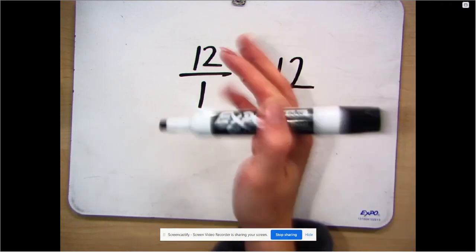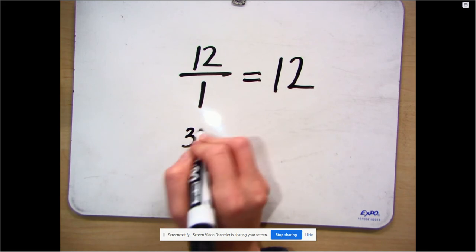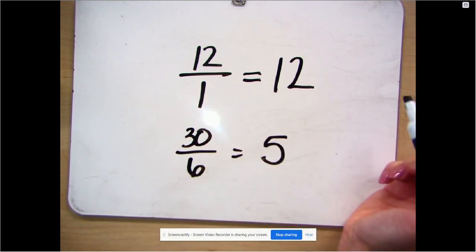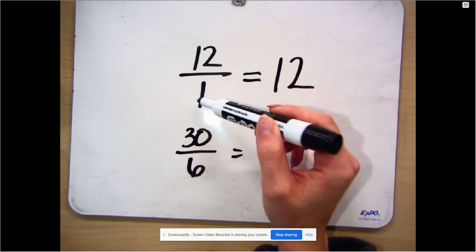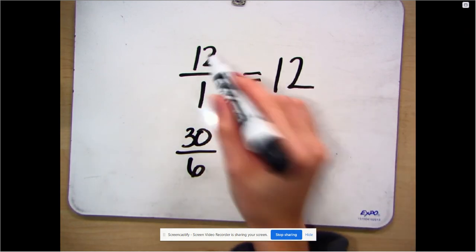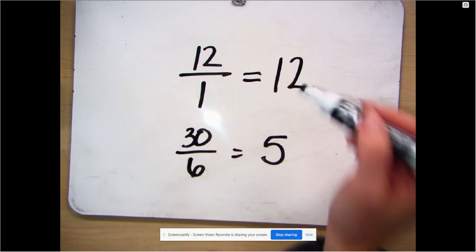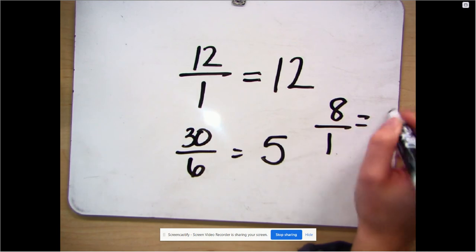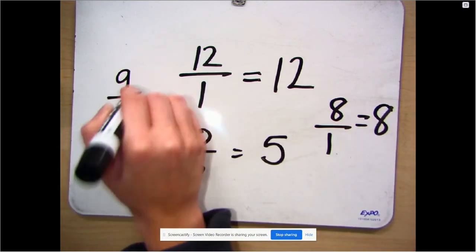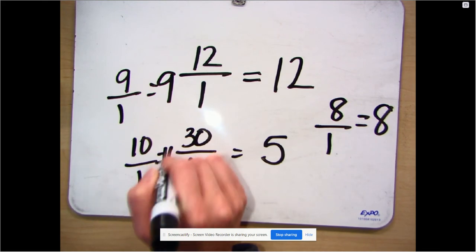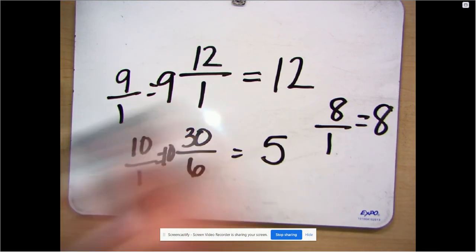This is just like what we just did earlier with 30 over 6 equals 5. It's the same thing. How many times can 1 go into 12? 12 times. 12 times 1 is 12, or 12 divided by 1 is 12. Okay, so anytime you have a fraction over 1, it equals that whole number. Okay, so I'm going to ask you a really easy question.